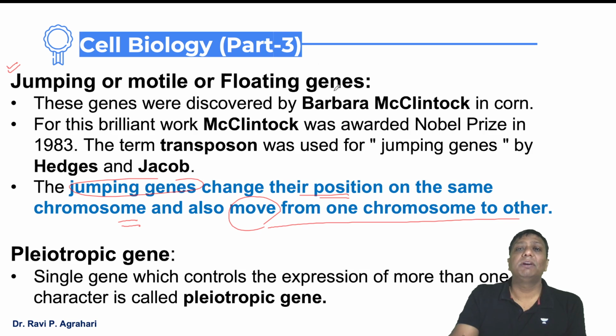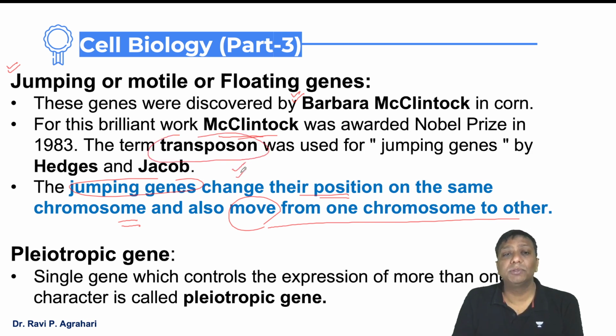This gene was discovered by Barbara McClintock. For the jumping gene, McClintock got the Nobel Prize. And one thing more, guys, this is also called a transposon. Why transposon? Because they transfer their own position. So this is the information about the jumping gene, or motile or floating genes.